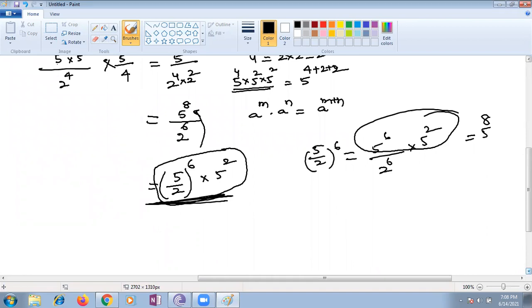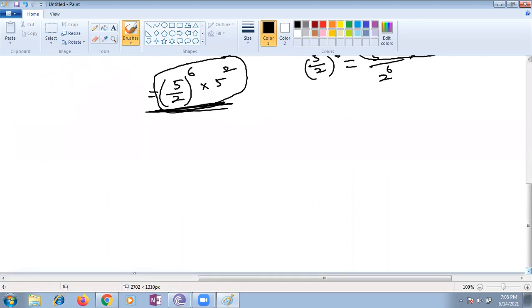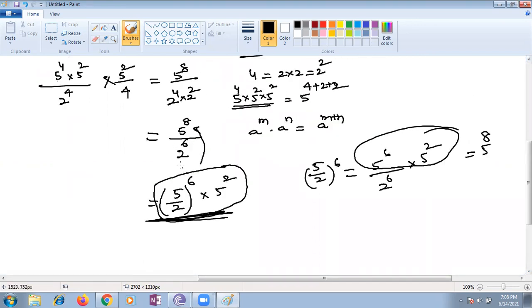Express as powers of rational numbers is not given. Sometimes they will mention it particularly. You can evaluate, or you can express as powers of rational numbers, or you have to simplify. There are different ways of questioning. You need to simplify it here. Any other way to simplify here? No, this is the simplest, I think. You can find out the 5 power 8 and 2 power 6 values, evaluate them and write.